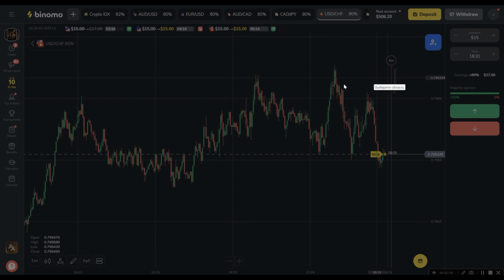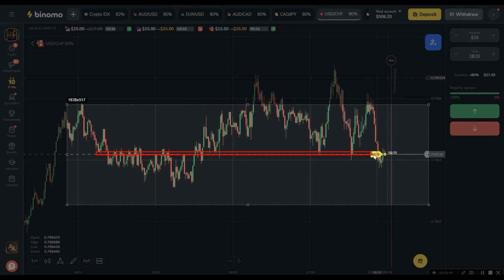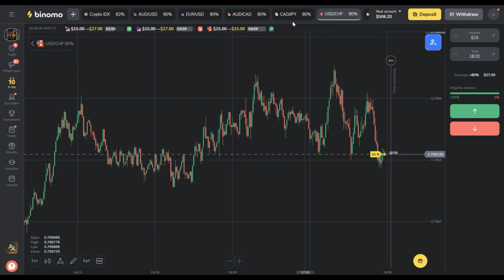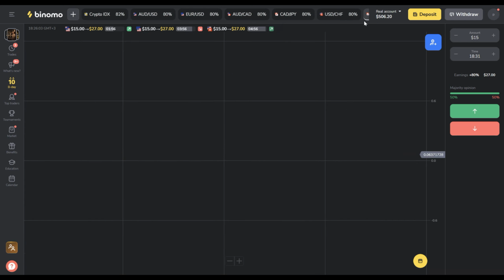Dollar Swiss franc. We will open for an increase. We can clearly see the support and resistance zone. Here, most likely, it's a false breakout. So far, the price hasn't gone anywhere. And from the rest of the chart, you can see that the price is being pushed away from this zone. And in this case, I'm trying to make a profit by opening a trade for an increase.